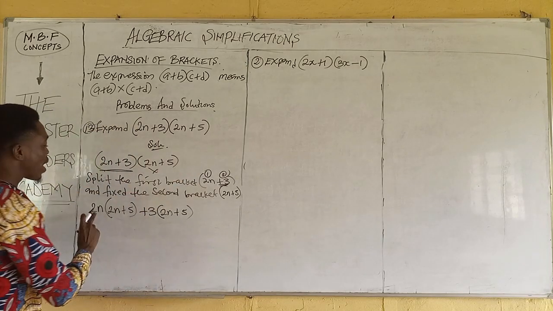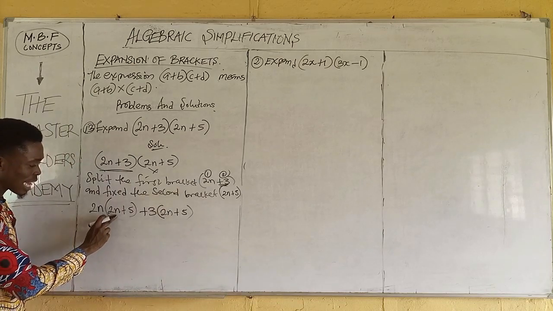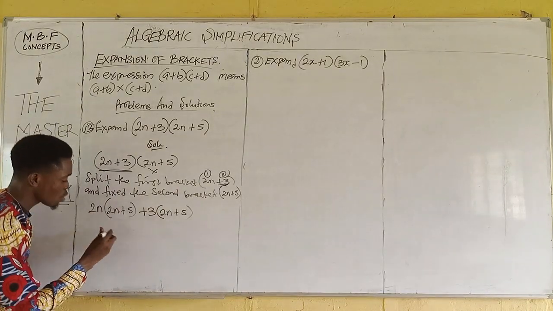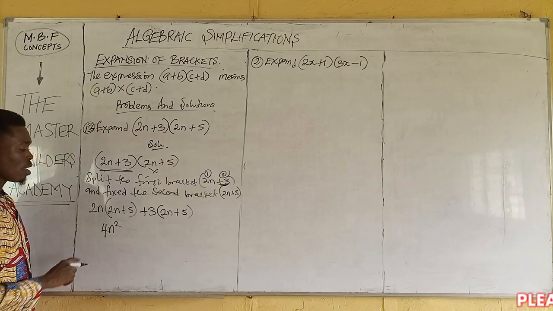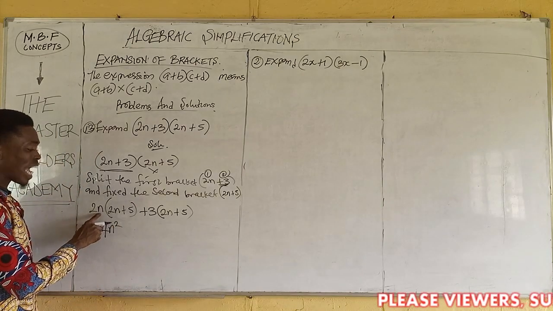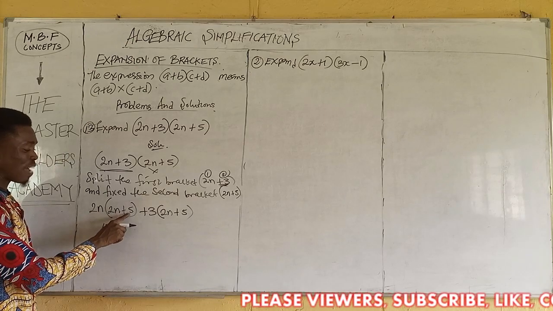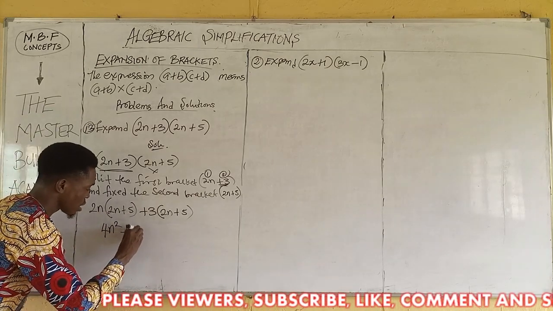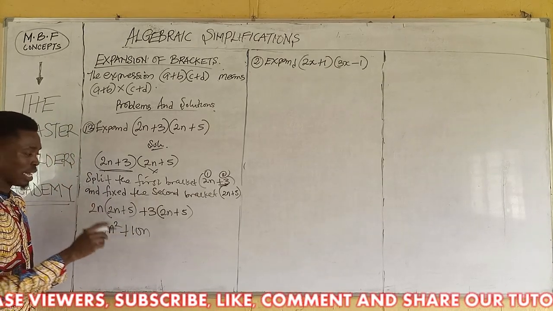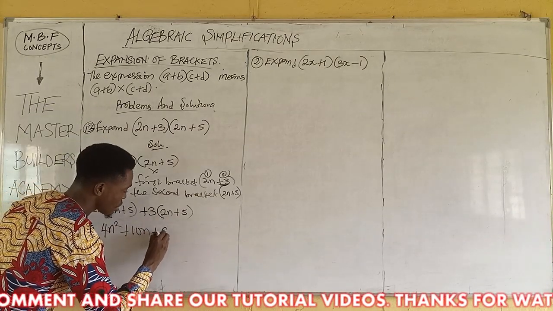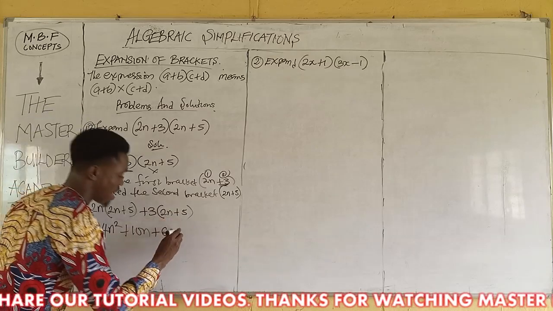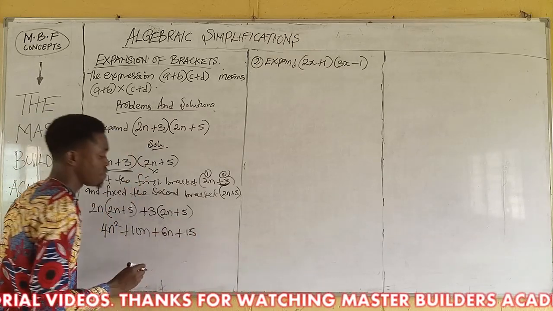Let's go. We have 2n times 2n. So 2 times 2, guys, we have 4, and n times n, we have n squared. Then we also have 2n times plus 5, which gives us plus 10n. We are done with that. Then plus 3 times 2n, we have 6n, and plus 3 times 5, this will give us 15.